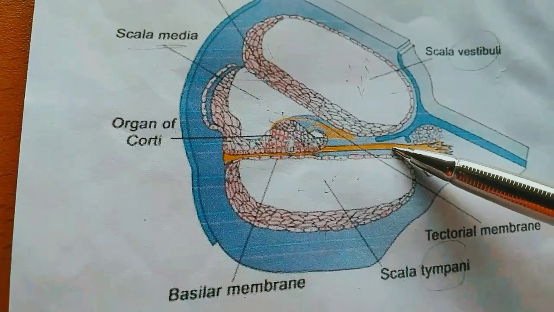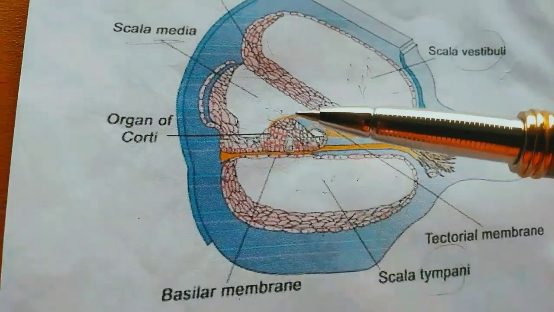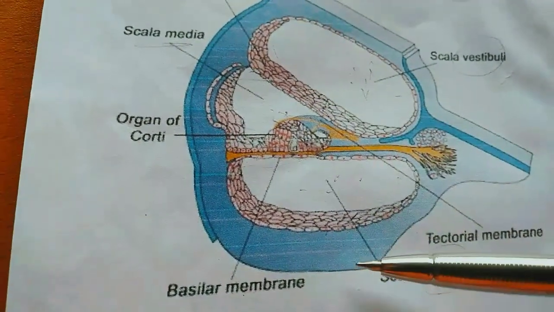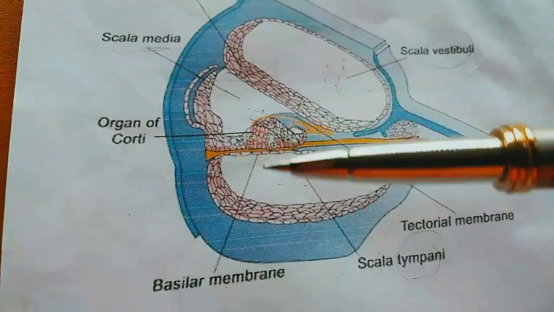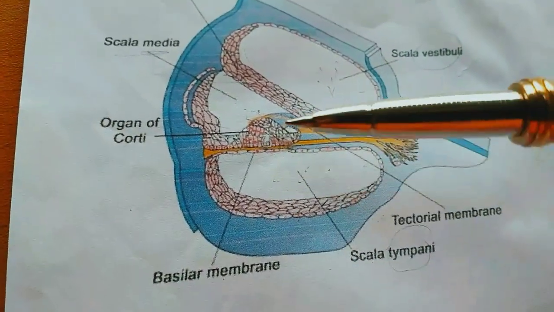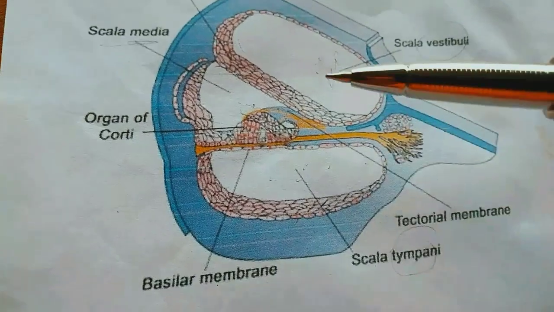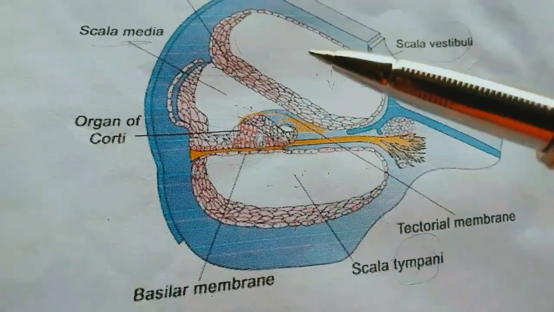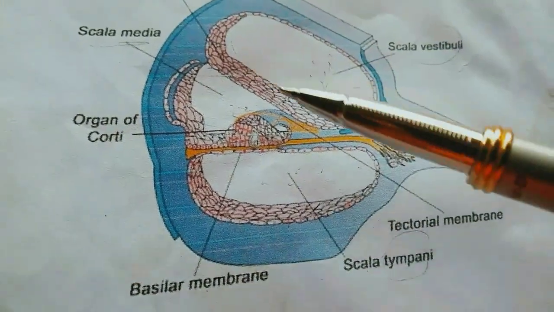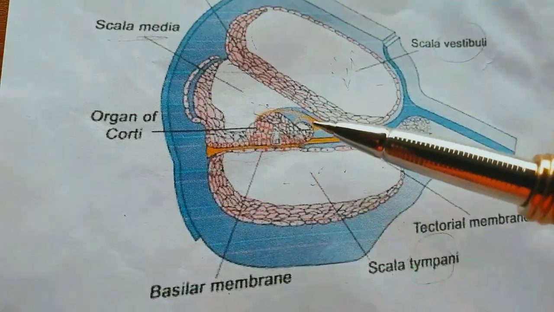Waves in lymph are generated in the fluid of the cochlea and they induce ripples on the basilar membrane. This is the basilar membrane, and the organ of Corti is a structure located above the basilar membrane. These vibrations in the fluid of the cochlea induce ripples in the basilar membrane. As a result, the hair cells of the organ of Corti bend and press against the tectorial membrane. This is the tectorial membrane.